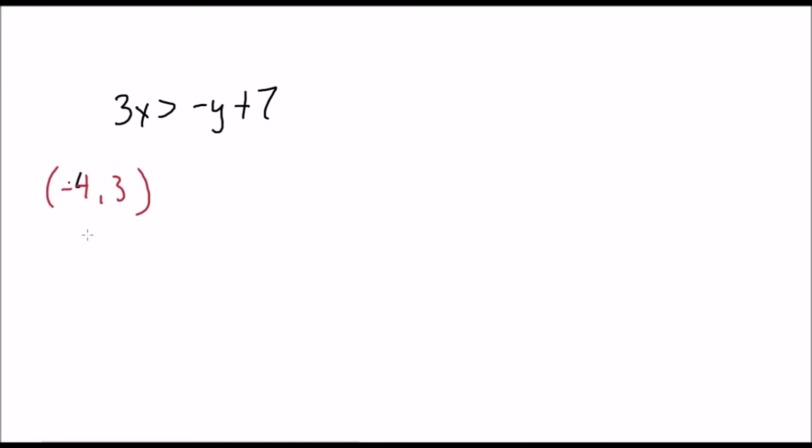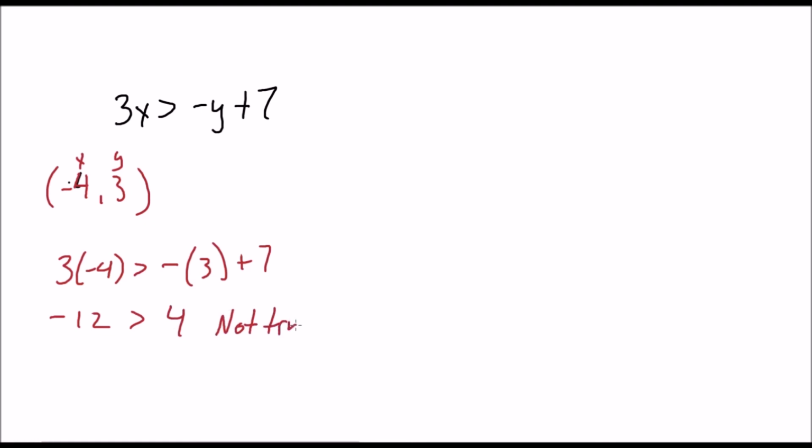That's pretty funny. So if I know this is my x value and this is my y value, I'm going to have 3 times negative 4 is greater than negative 3 plus 7. I'm going to end up with negative 12 is greater than 4. That is not true. Therefore, it is not a solution to this inequality. And we are looking for the solution this time.